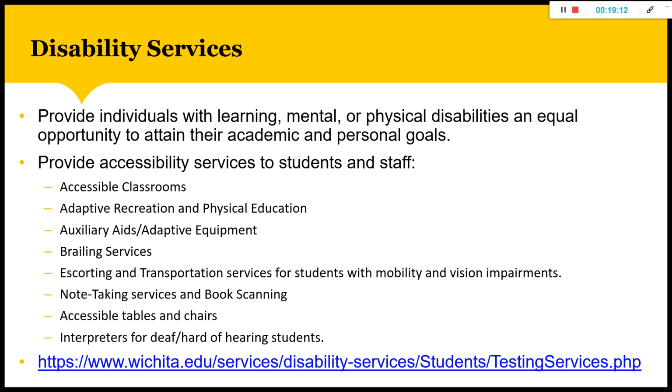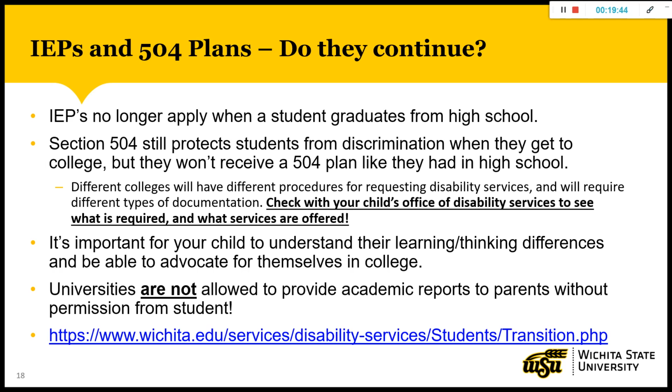But at the university level, you will find some sort of an Office of Disability Services that provides accessible classrooms, adaptive recreation and physical ed, auxiliary aids, adaptive equipment for people that need those, braille services, escort and transportation services for students with mobility and vision impairments, note-taking, accessible tables and chairs in classrooms, interpreters for deaf and hard of hearing students. Tons of stuff that we offer those students.